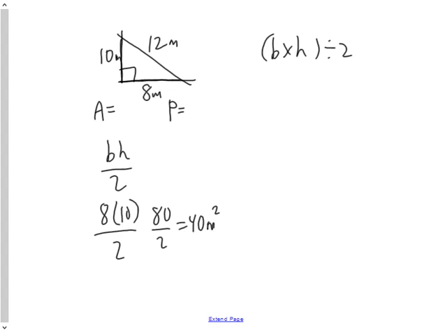Perimeter is just the distance around the entire object, so if I was to ask you what is the perimeter, you don't need a formula. You just need to add up 10 plus 12 plus 8, which is 30. And to show me that you knew what you were talking about, the units you would use for perimeter are just meters. Not meters squared, but meters.